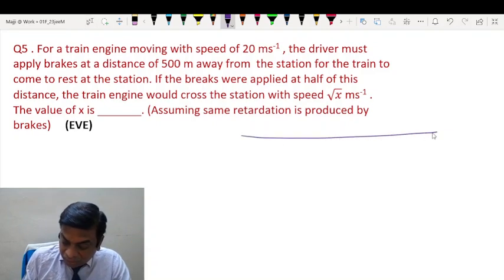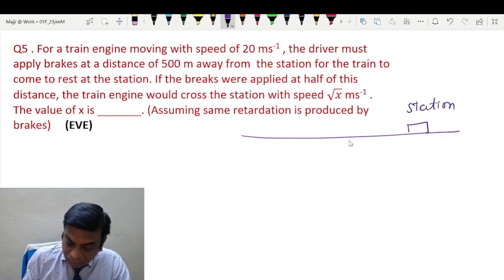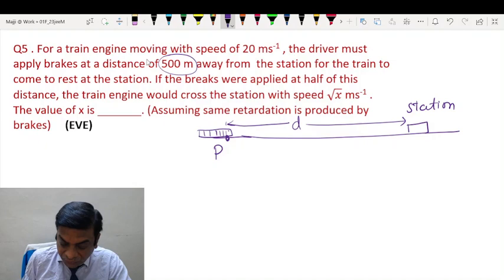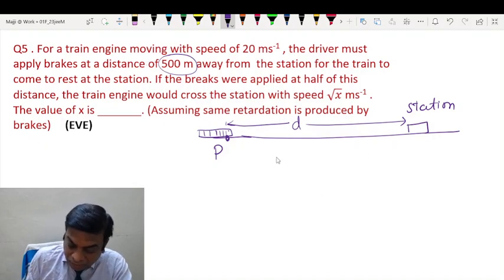Now suppose this is the station. Okay. And let us say P is the point from where brakes have to be applied. This is a certain, fixed distance. Let us take it as D, which is given as 500 meters. Okay. We don't require actually 500 meters, but anyway, it's okay. Now the initial speed is u. So it is given that when it comes to the station, it perfectly stops. It comes to rest here. Okay. So final velocity is 0.